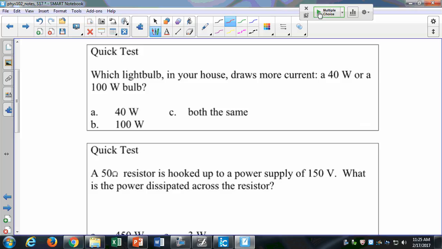All right, which light bulb in your house draws more current, a 40-watt or a 100-watt bulb?